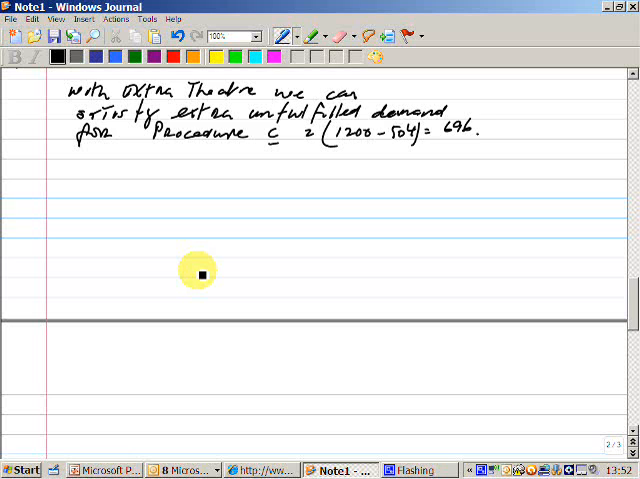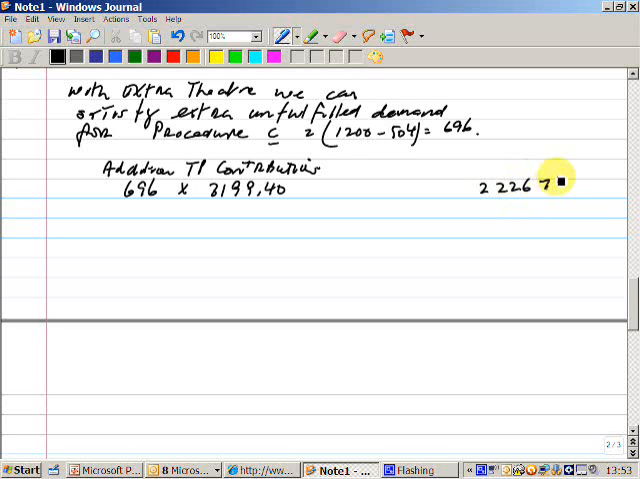So is it worth our while? So additional throughput contribution. So that's equal to 696 multiplied by 3199.4. Okay, notice our revenue costs and our material costs are the same. So the throughput for C is that. So working that out, we would have an additional contribution of 2,226,782.